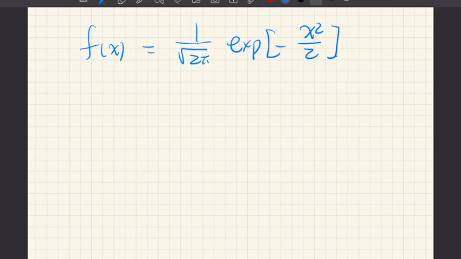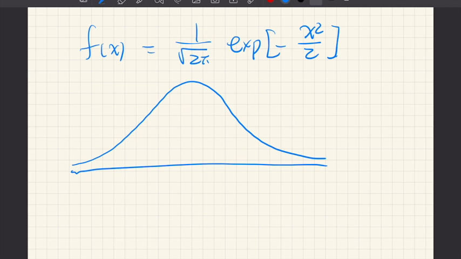So this is the so-called bell curve. It looks like this. The standard normal distribution is symmetric around 0. So this is 0. So symmetric.